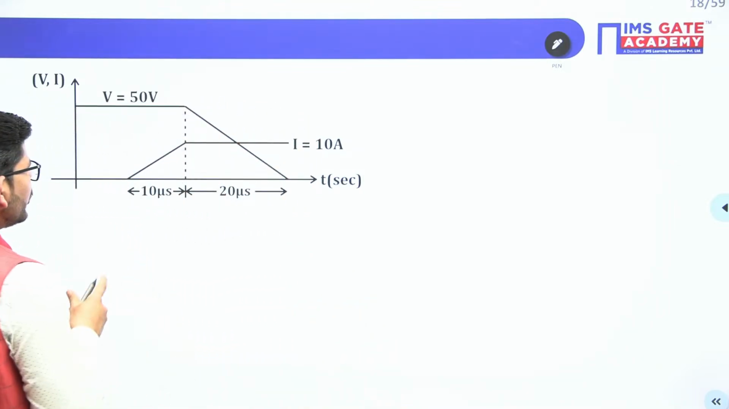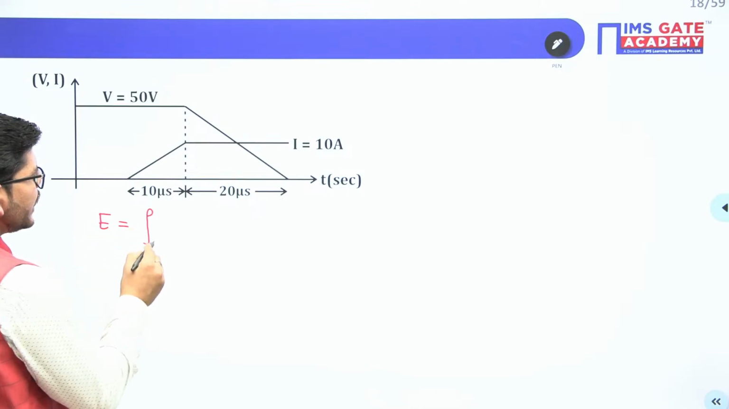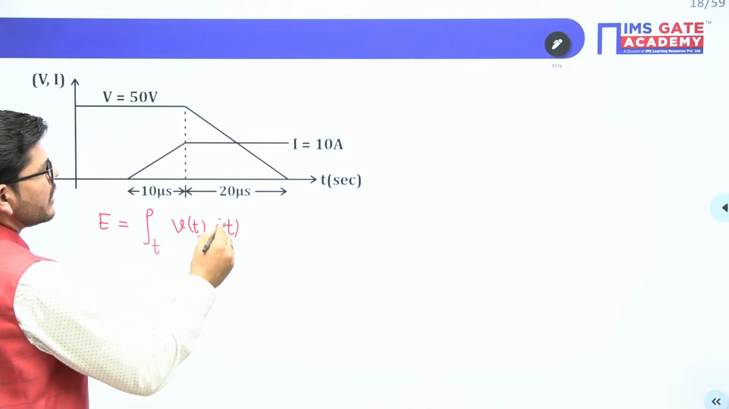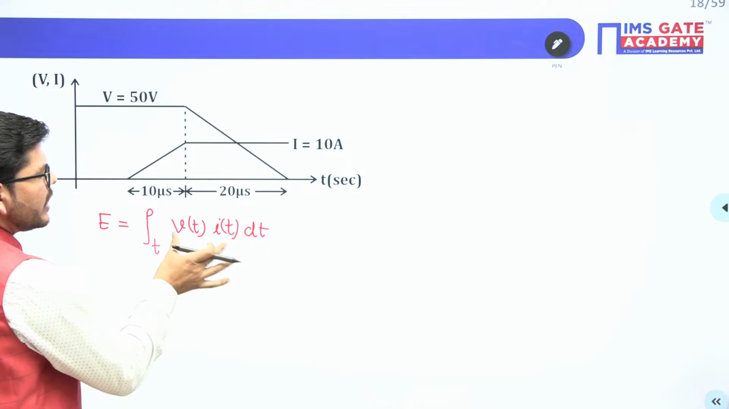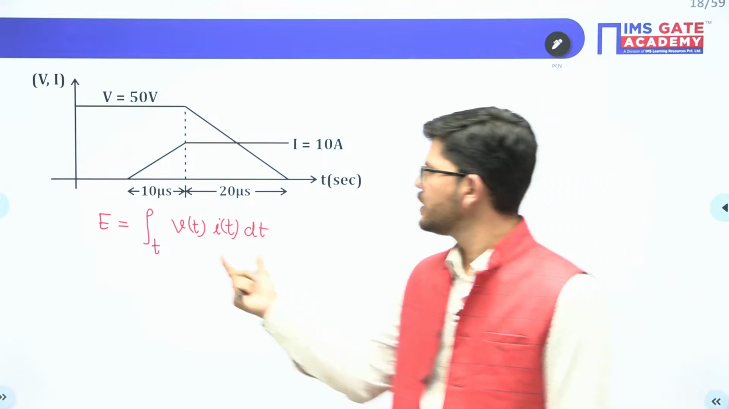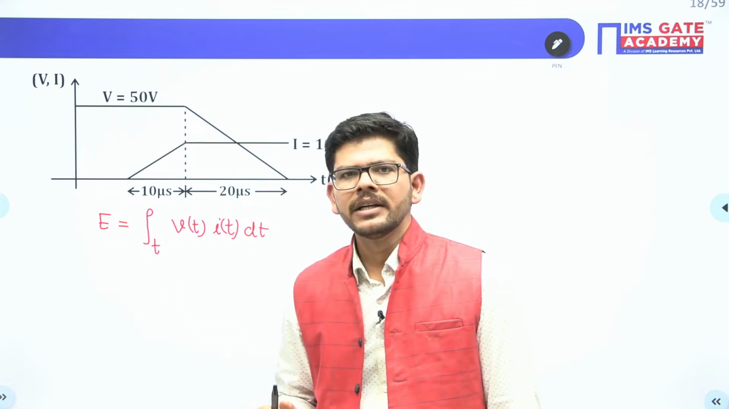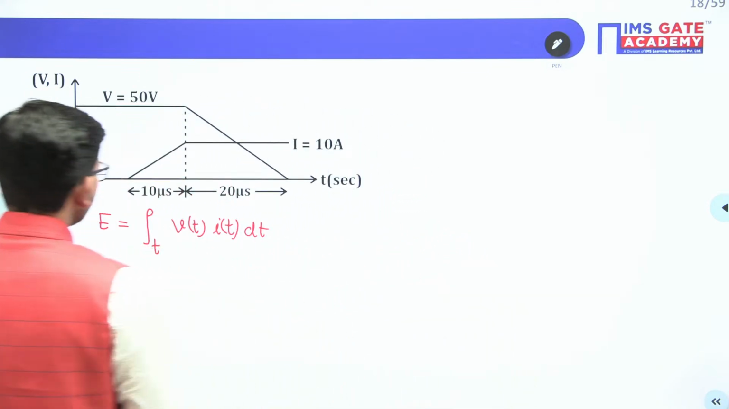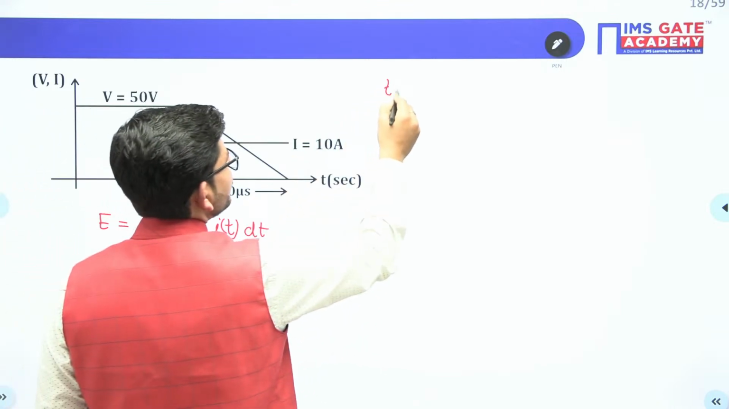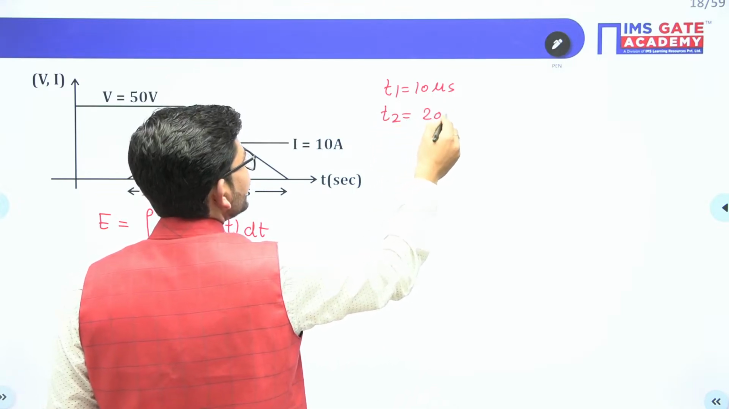Guys, I have told you, in order to calculate the E, you have to integrate the voltage and current. First you have to multiply them, and then you have to integrate over that particular duration. This is instantaneous power, and when you integrate it, you will get the E. So if we apply this trick here, let me call T1 to be 10 microseconds, and T2 to be 20 microseconds.